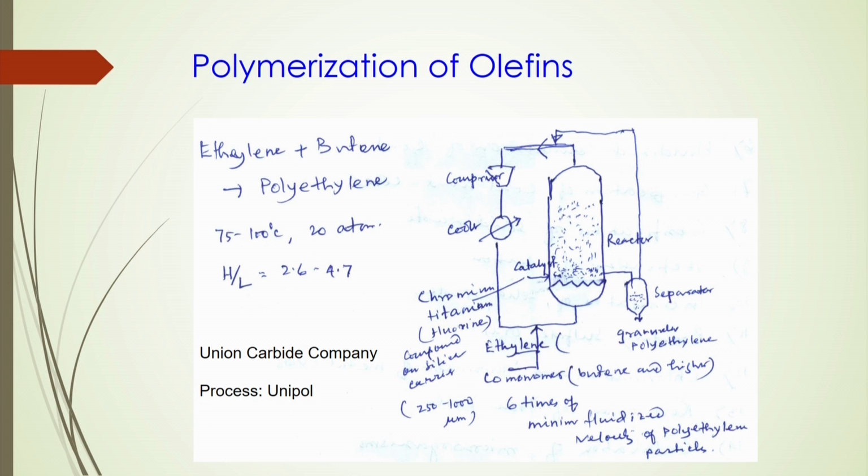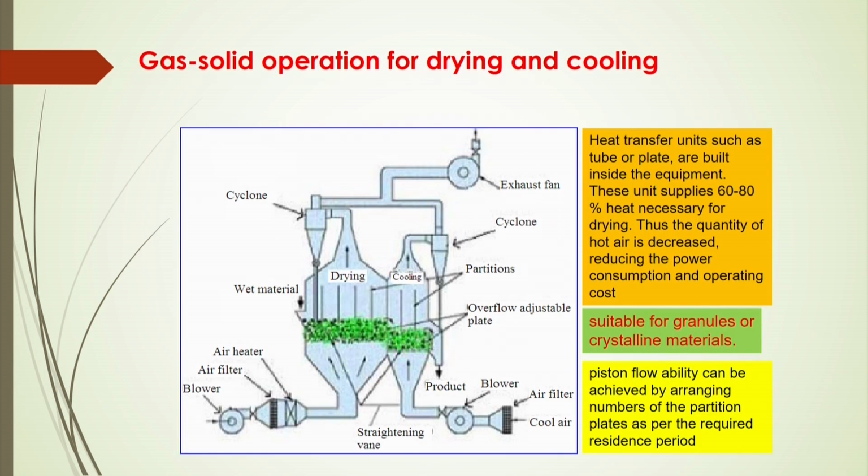So, in this case, application is simply that gas and solid application. Generally, in Union Carbide company, they are producing polyethylene based on this concept. This ethylene and butene is fluidized at 75 to 100 degrees centigrade at 20 atmospheric pressure, and the column is designed with a height to length ratio of 2.6 to 4.7. So, based on these principles of gas and solid operation, you can produce polyethylene.